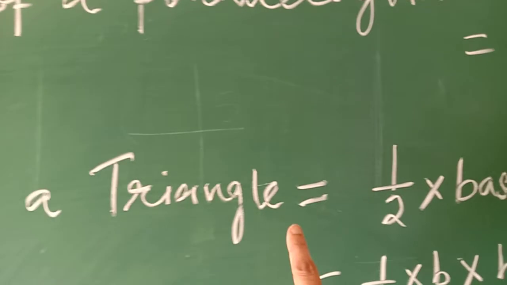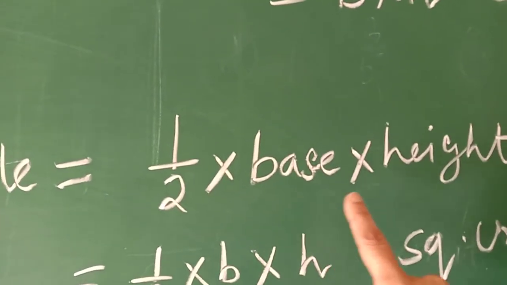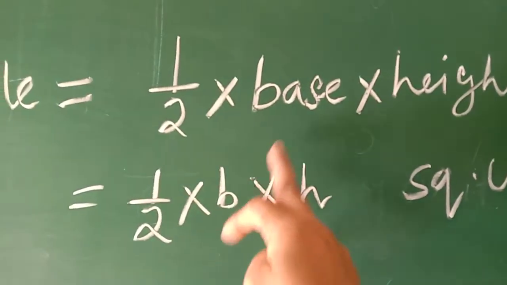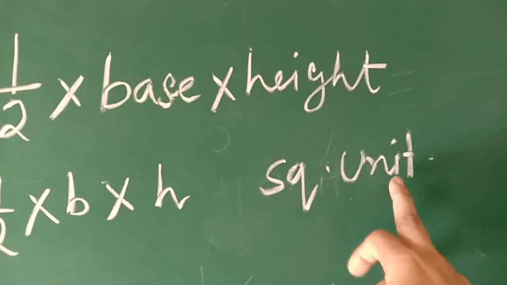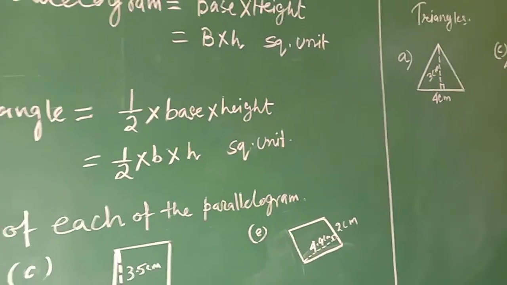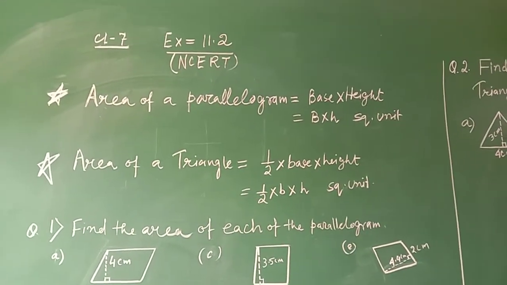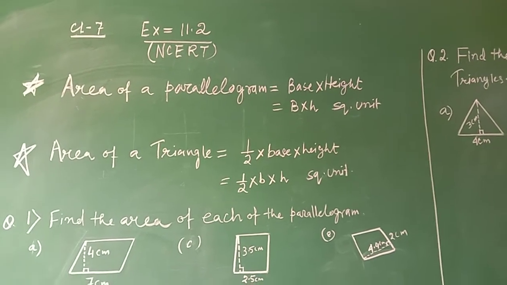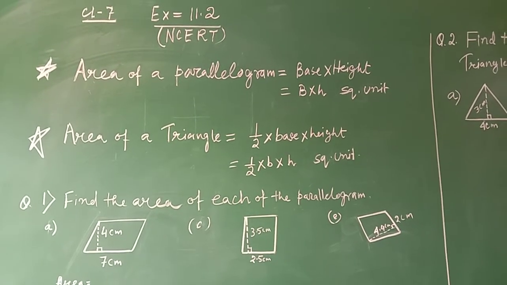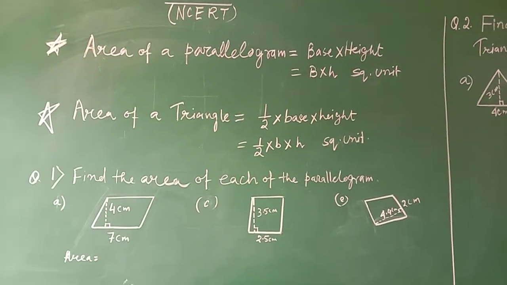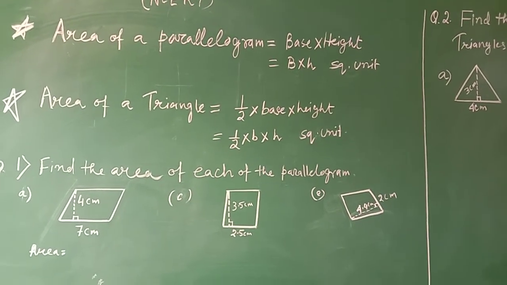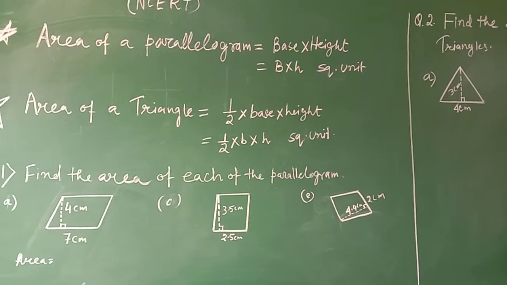Area of a triangle is half into base into height. In short, half into b into h. Half bh means b for base and h for height. Square unit again, because you are again finding the area. The formulas for the area of a triangle and the area of a parallelogram I have given with a star mark. Whenever you practice this sum, you must go through the formula given here. Why these formulas are coming, you will come to know afterwards. But now you know that area of a triangle is half base into height, and area of a parallelogram is base into height.